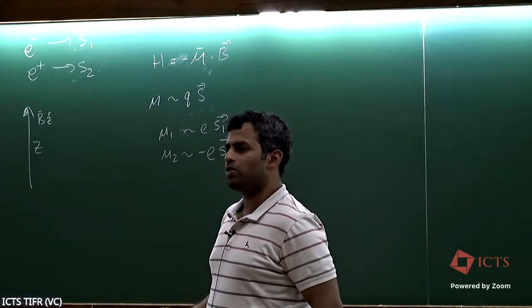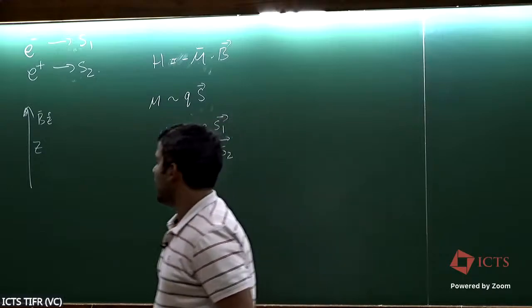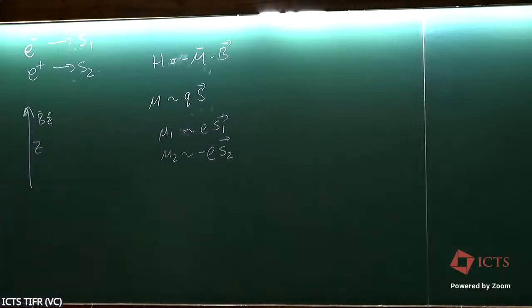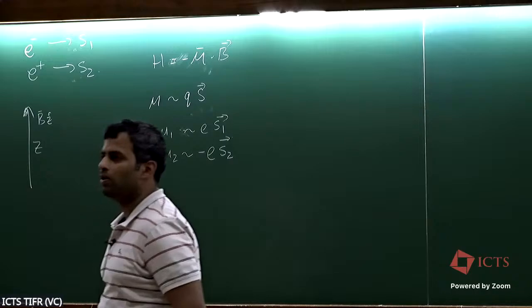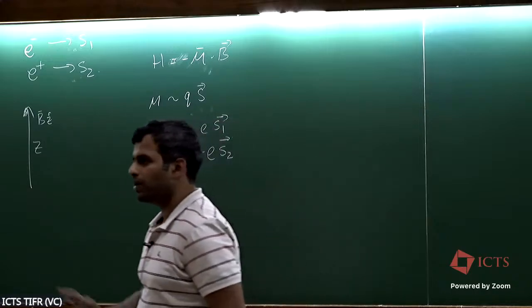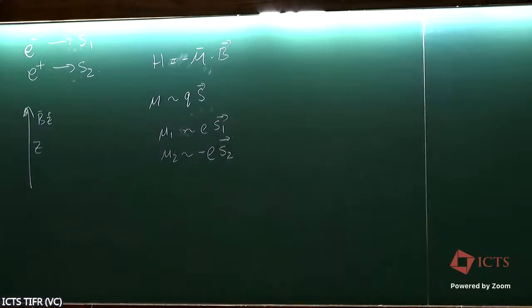So if there were 2 electrons, I would get S1 plus S2. If I had E plus or E minus, I would get S1 plus S2. I'm not talking about a bound state there, but okay, let's say. But if I had E plus E minus, I would get S1 minus S2.